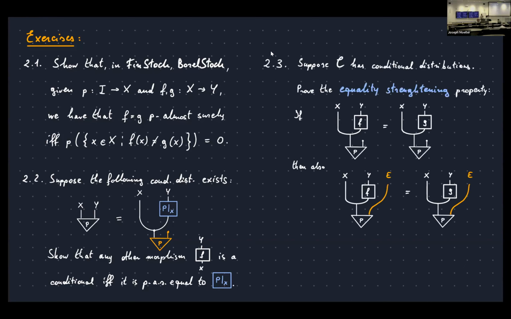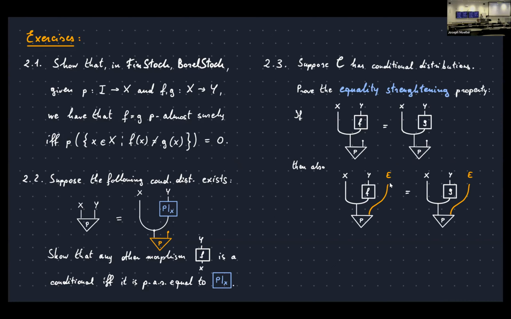Another one you can try: Bart Jacobs and Kenta Cho have defined this equality strengthening, which is a rather stronger property than almost sure equality. But if you have conditionals, it's equivalent. So try to show that if f and g are P almost surely equal for a marginal, then the stronger condition involving the joint is true.